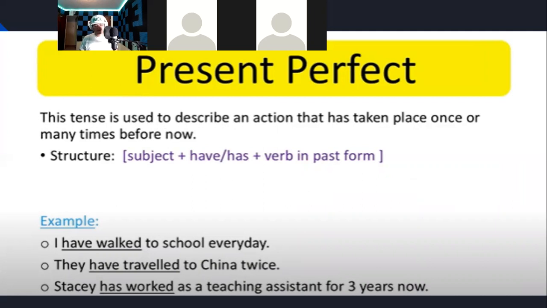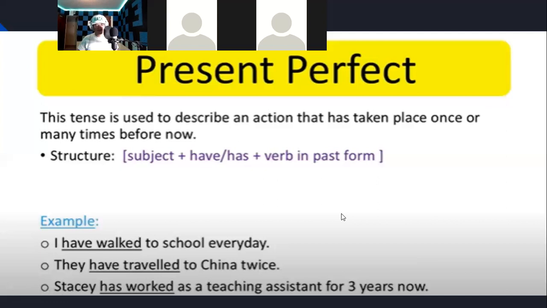How do you differentiate from the past perfect? Because you use have or has instead of had. That's how you see the difference. I have walked to school every day. They have traveled to China twice. Stacy has worked as a teaching assistant for 3 years now.